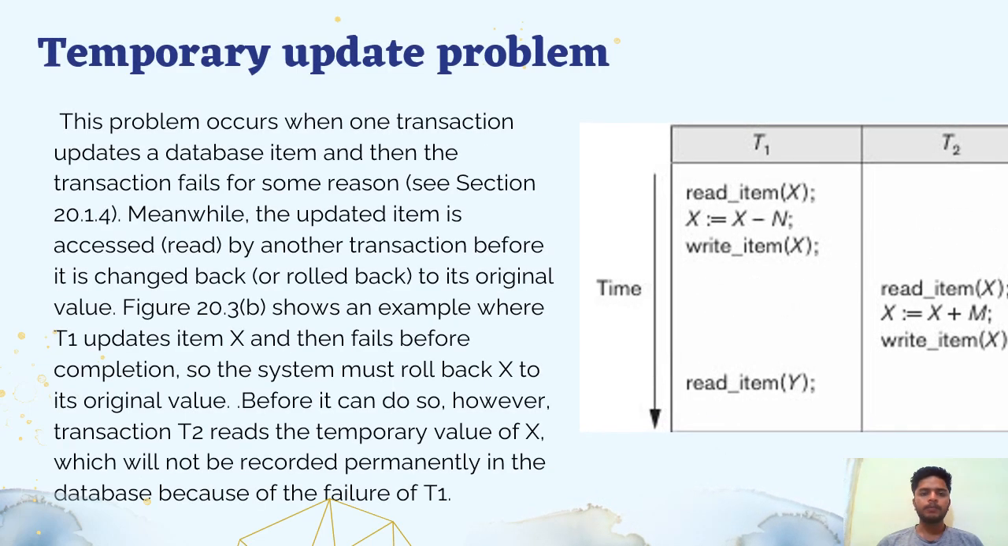Temporary update problem. This problem occurs when one transaction updates a database item and then the transaction fails for some reason. Meanwhile, the updated item is accessed by another transaction before it is changed back to its original value.